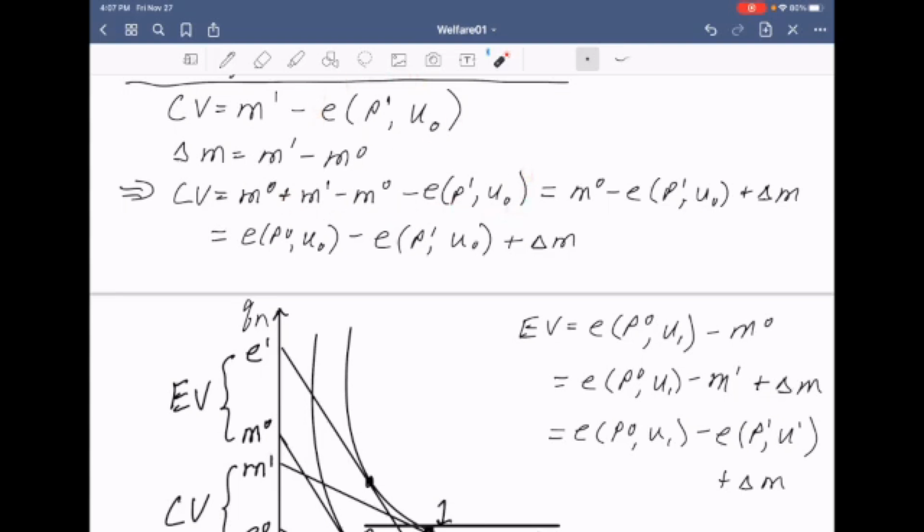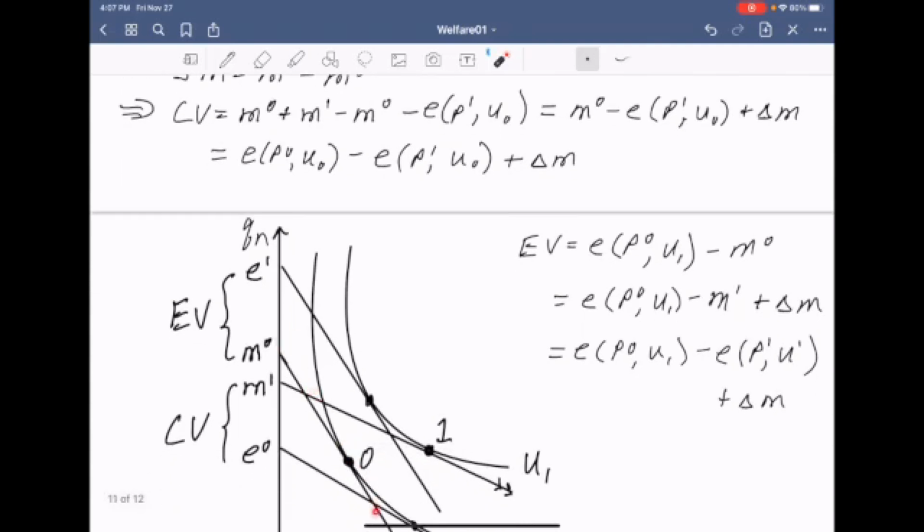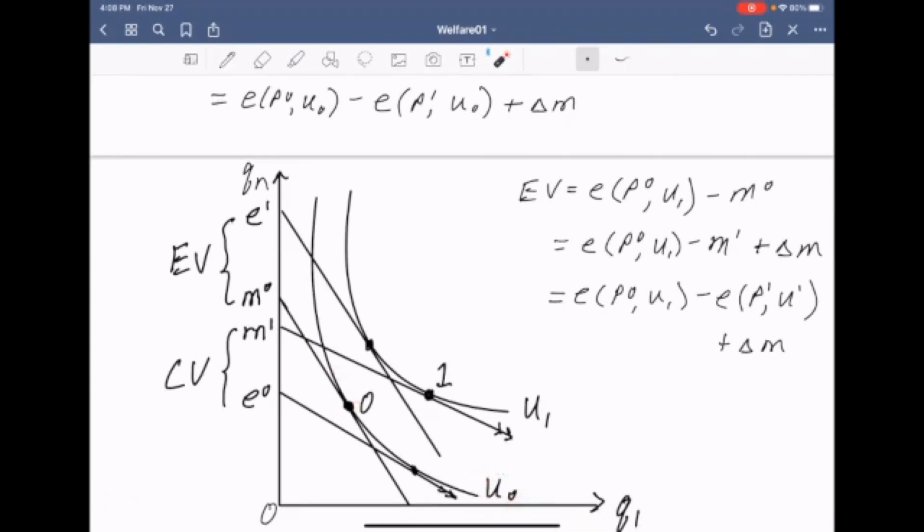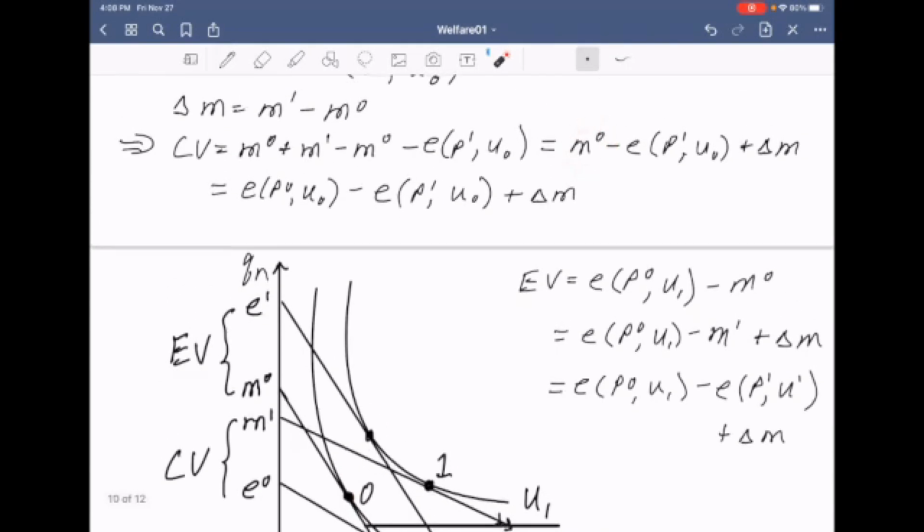So what we've done is we've added and subtracted M0 to this equation, and we now get M0 minus the expenditure required at prices P1 to achieve U0. That's the interpretation: the expenditure required at prices P1 to attain indifference curve or utility level U0. This then is our delta M, which comes from this part here. So substituting for that M0, the expenditure at P0, the original price line, at U0, which is this indifference curve, that's what M0 is, minus E(P1, U0) plus delta M.